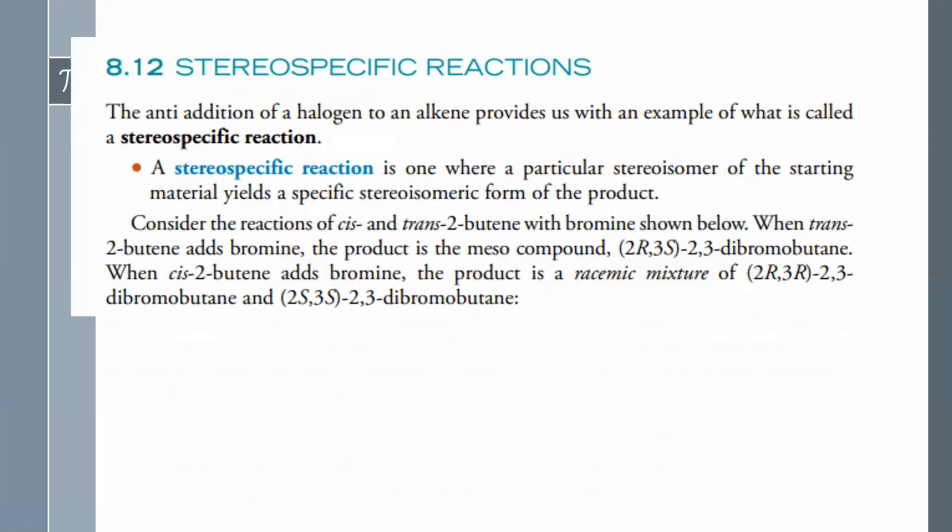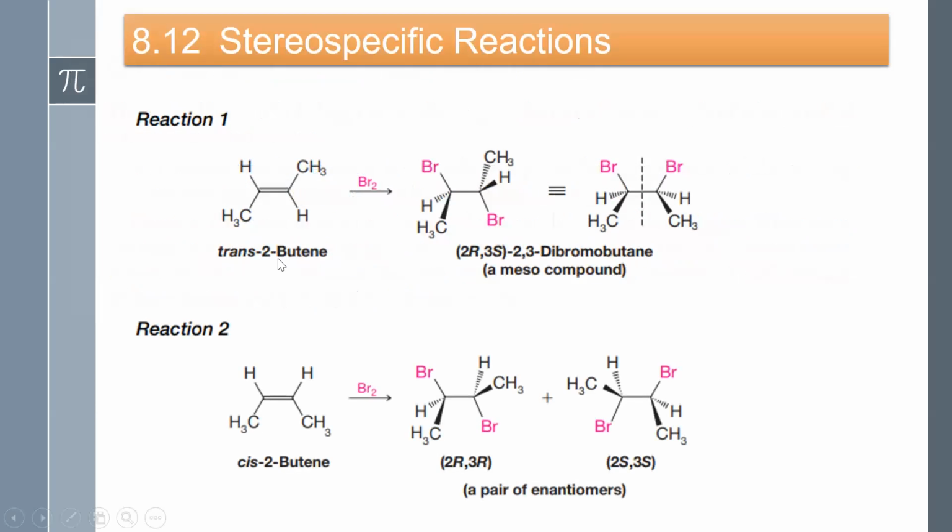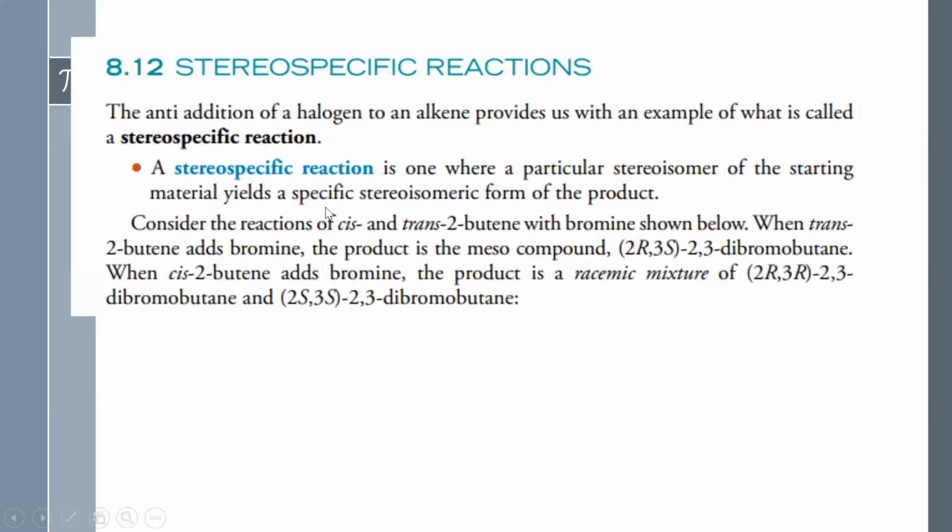So as stereospecific reactions, we have observed that the reaction is stereospecific. It is a reaction in which a particular stereoisomer of the starting material yields a specific stereoisomer form of the product. An example is 2-butene. Depending on whether we start with cis or trans 2-butene, our product will also be different. When, for example, using trans 2-butene and we add bromine, our product is meso.